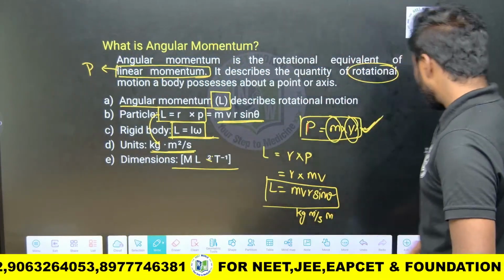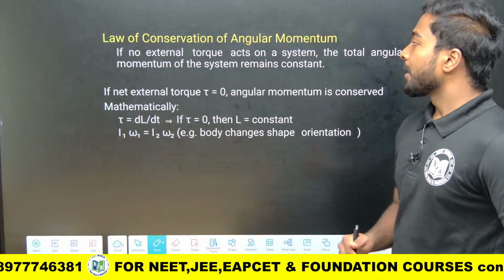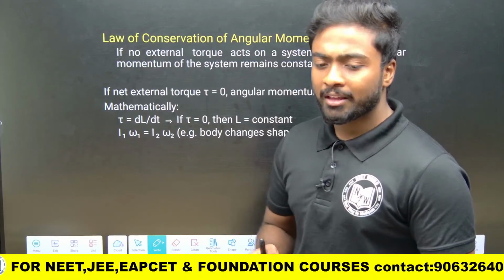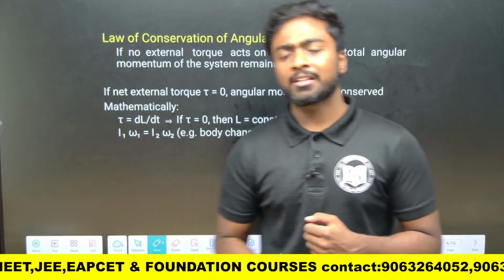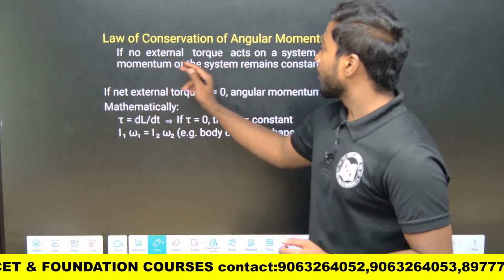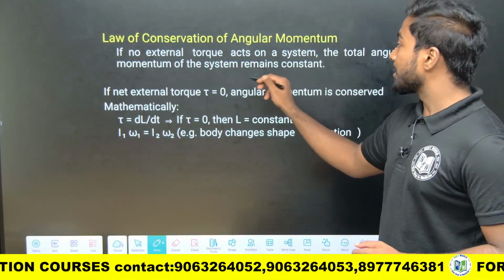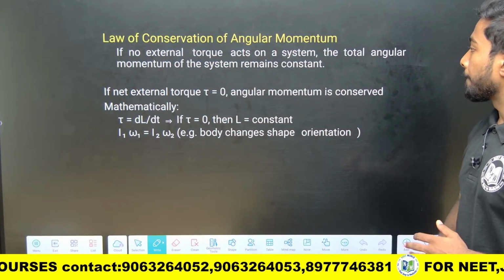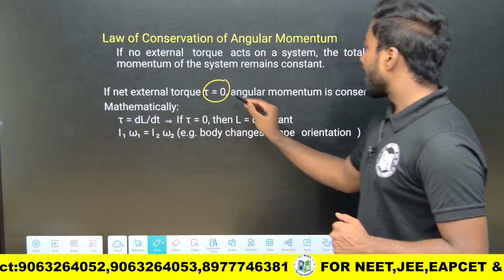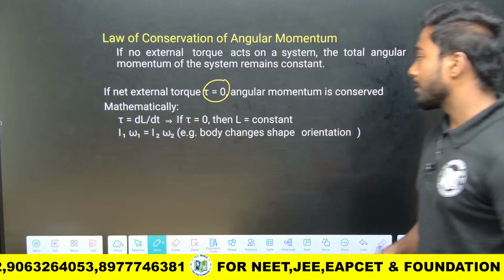We will go to the next slide. Law of conservation of angular momentum. Conservation means that when there is no external force, it will be conserved. If no external torque acts on a system, the total angular momentum of the system remains constant. If net external torque is 0, angular momentum is conserved.